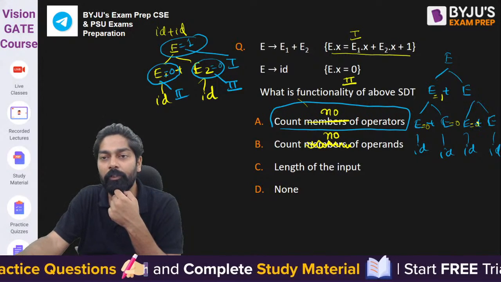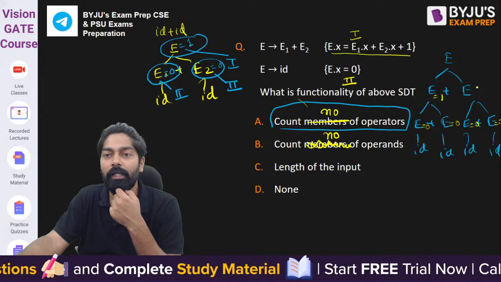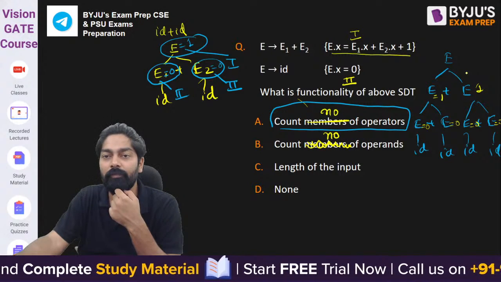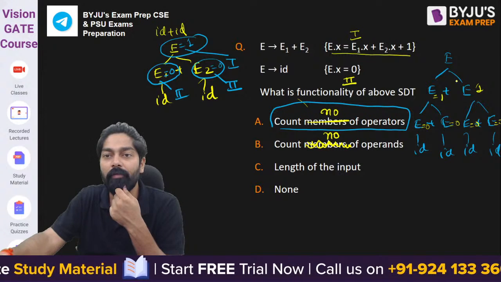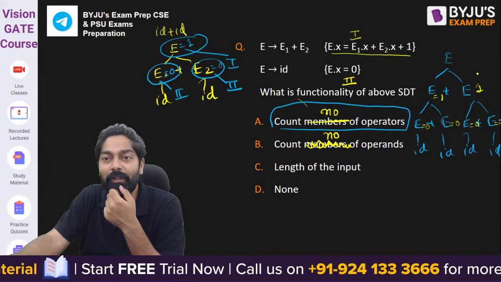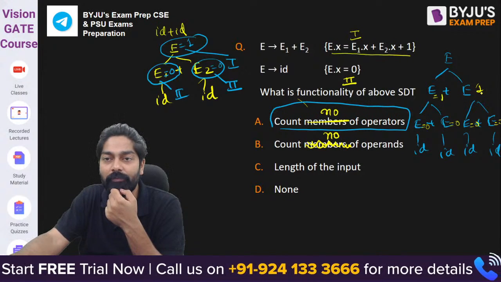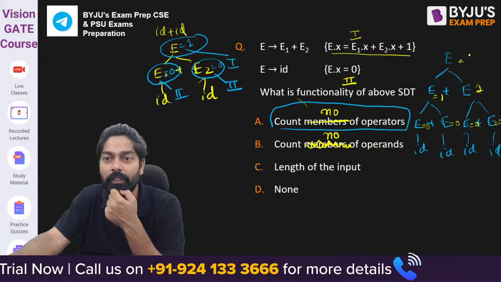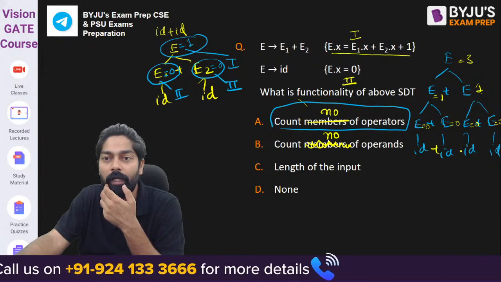So here you will get 0. Here also you will get 0. What will you get here? 1 here. Now what will you get? 1 plus 1 plus 1, because see here this is 1 plus 1. It is here. So 1 plus 1 plus 1 is nothing but 3. You will get 3. Fine. So id plus id plus id.